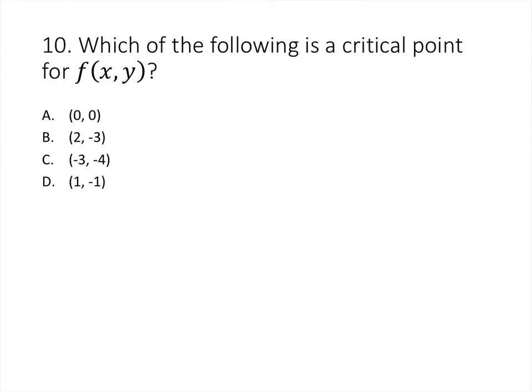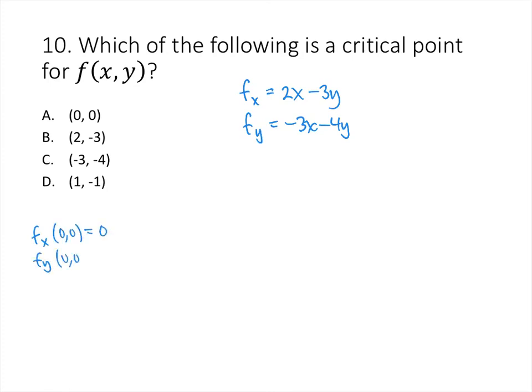Now for this last question, again, we're looking at the exact same function as before. We want to know which of the following is a critical point for f(x, y). So we have to remember the x and y partials that we got in the earlier problem. I've got those here. And now what we could do is set both of these equal to 0 and solve that system of equations. But it's actually easier to just take each of these points and plug them in to each of these partial derivatives. So for A, f sub x at the point (0, 0) is going to be 0, and f sub y at the point (0, 0) is also going to be 0. So A is a critical point.